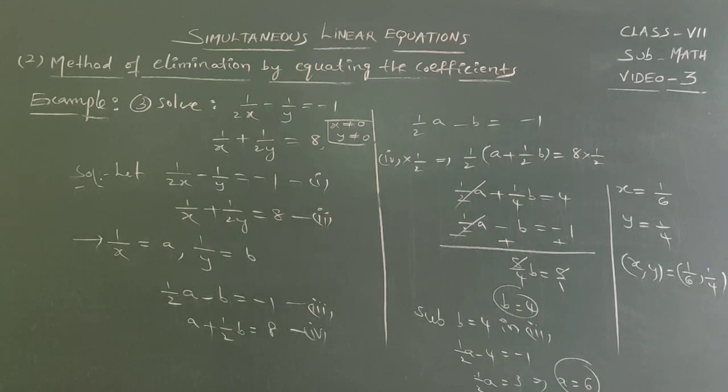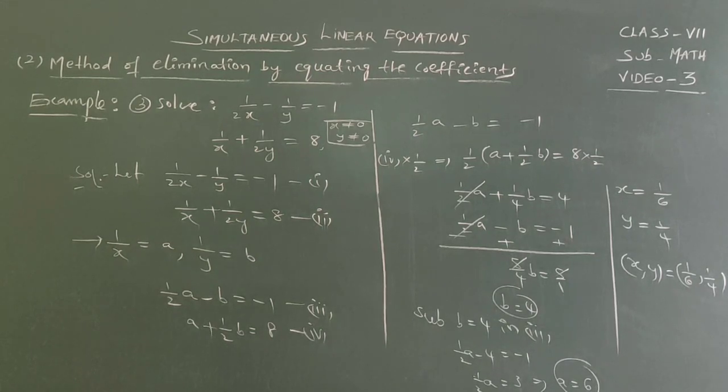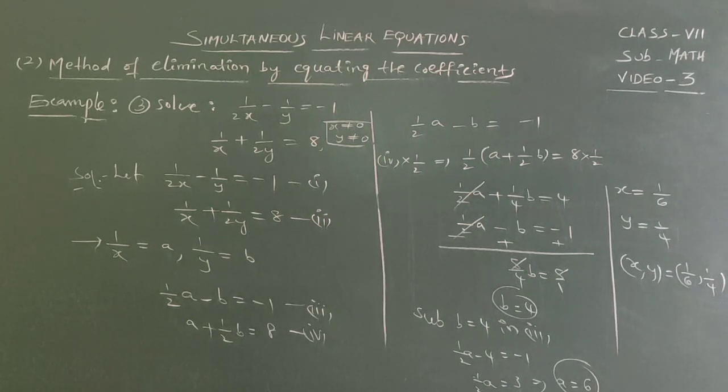Now one of the important equations is 1 by 2x minus 1 by y equal to minus 1 they gave, and 1 by x plus 1 by 2y equal to 8 they gave. Here x and y are not equal to 0 because they are in denominators. Here 1 by x equal to a and 1 by y equal to b. Here the given equations turn into half a minus b equal to minus 1, a plus half b equal to 8.